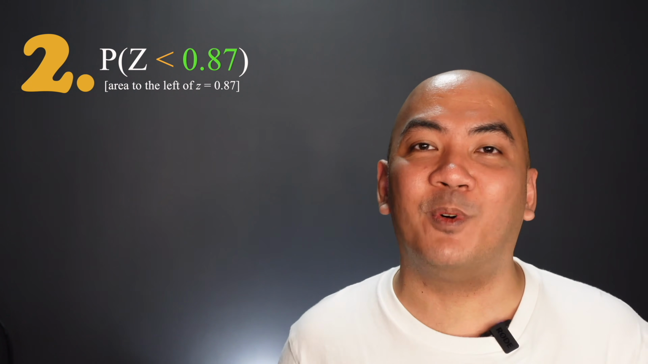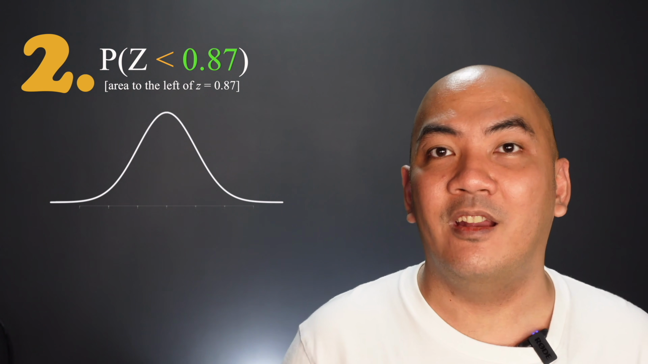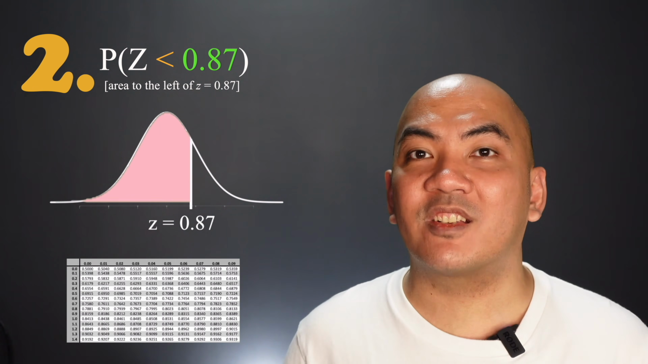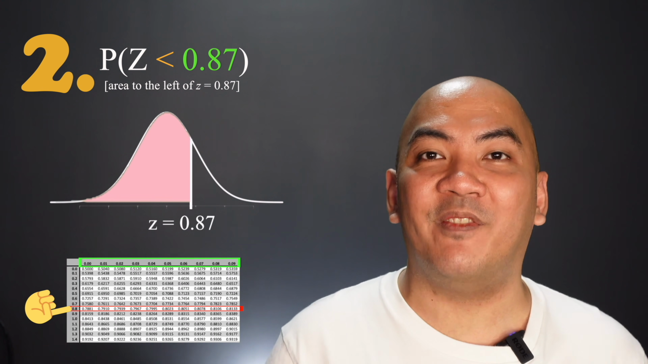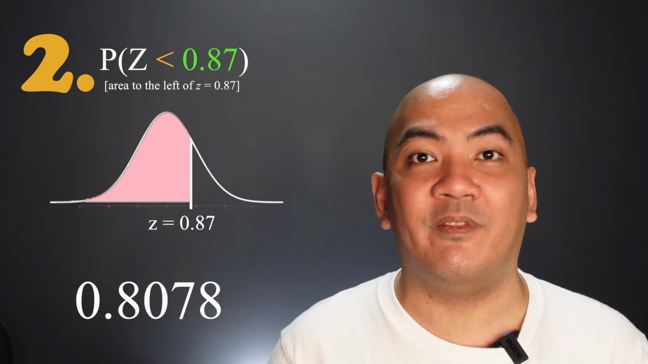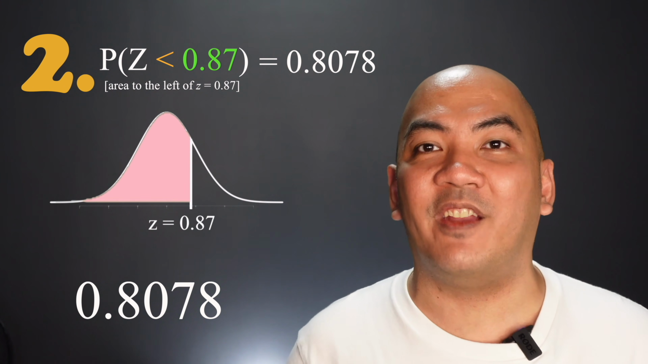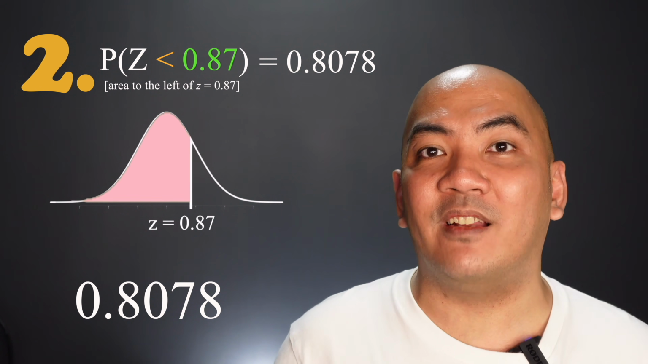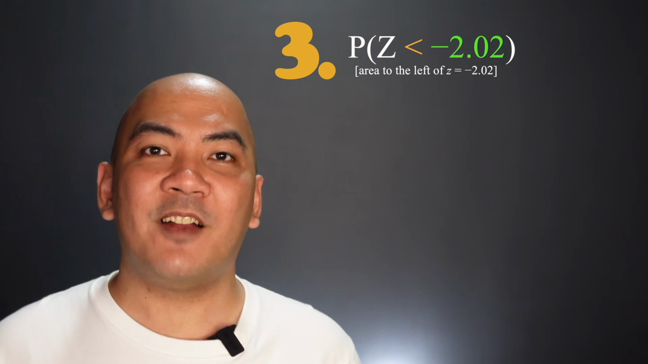Let's have another example. Suppose we're looking for the probability of z to be less than 0.87, which is represented by this shaded region. So to do that, we just have to locate 0.8 on the leftmost column and 0.07 in the uppermost row. And we find 0.8078. Thus, the probability of z to be less than 0.87, or the area of z equals 0.87 to the left, is 0.8078.